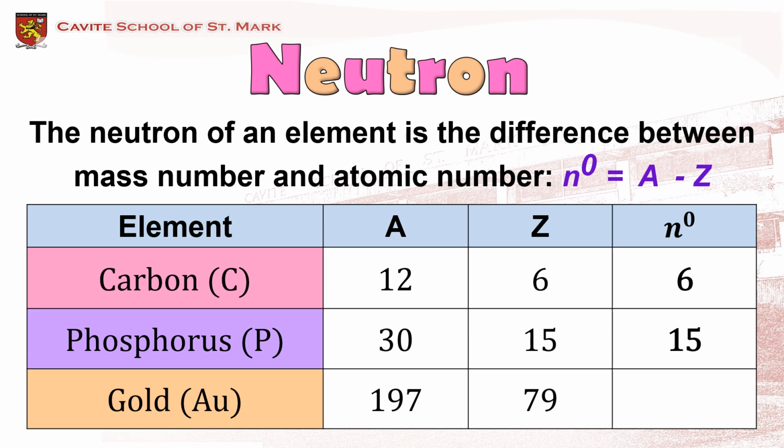Looking at this one, carbon has a mass number of 12 and an atomic number of 6, meaning that it will have 6 neutrons. When you look at this one, sulfur, 30 and 15, you can do the calculations and give me the answers in the comment section.